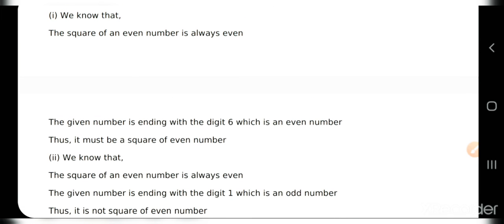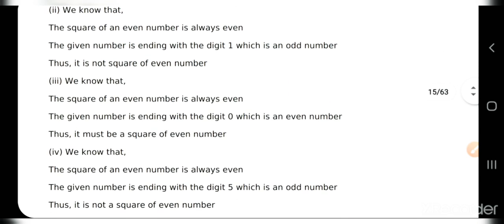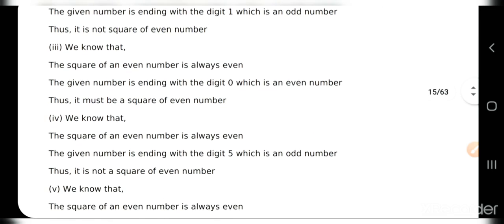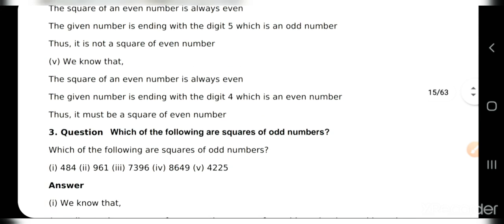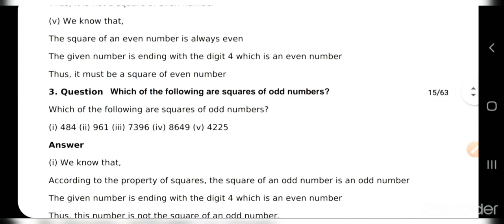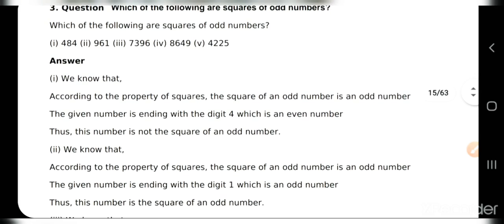Just have a look at the solution of this question. Pause and read if you have any problem in the solution. And let's see question number 3.